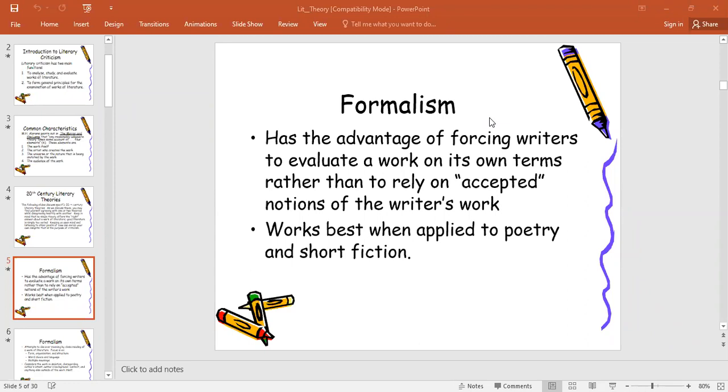Works based when applied to poetry and short fiction. So, in other words, we can say that formalism certainly is applied to poetry and to short fiction as well. So here in formalism, we are very much open-minded, or we are always in a position to welcome others' point of view as well.